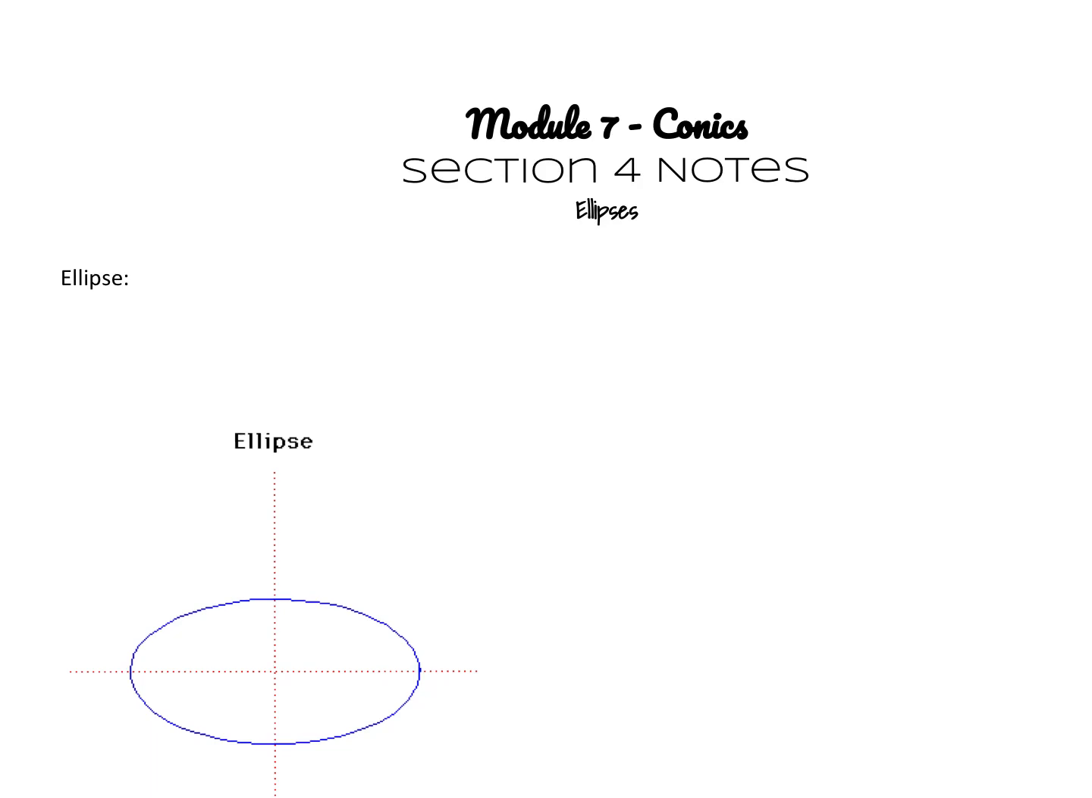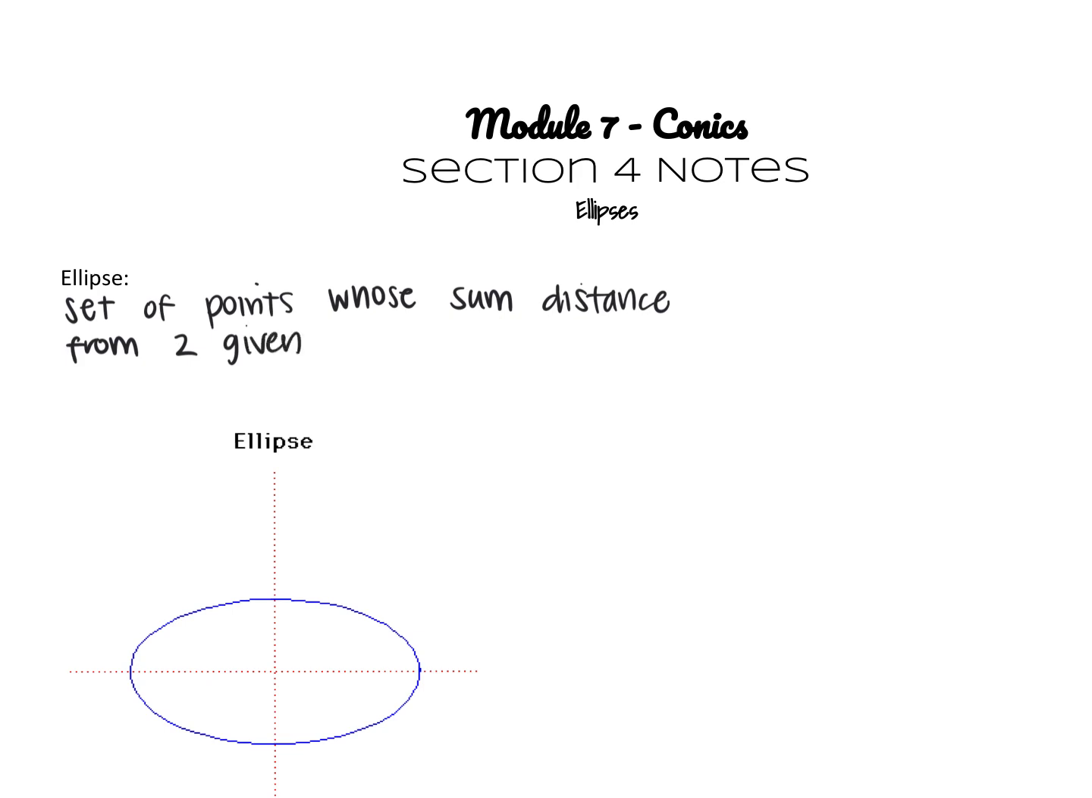In section 4, we're going to talk about ellipses. So an ellipse is very similar to a circle, except it's just elongated in one direction. So it's kind of like an egg. So the definition of an ellipse is the set of points whose sum distance from two given points, called the foci, is a constant.